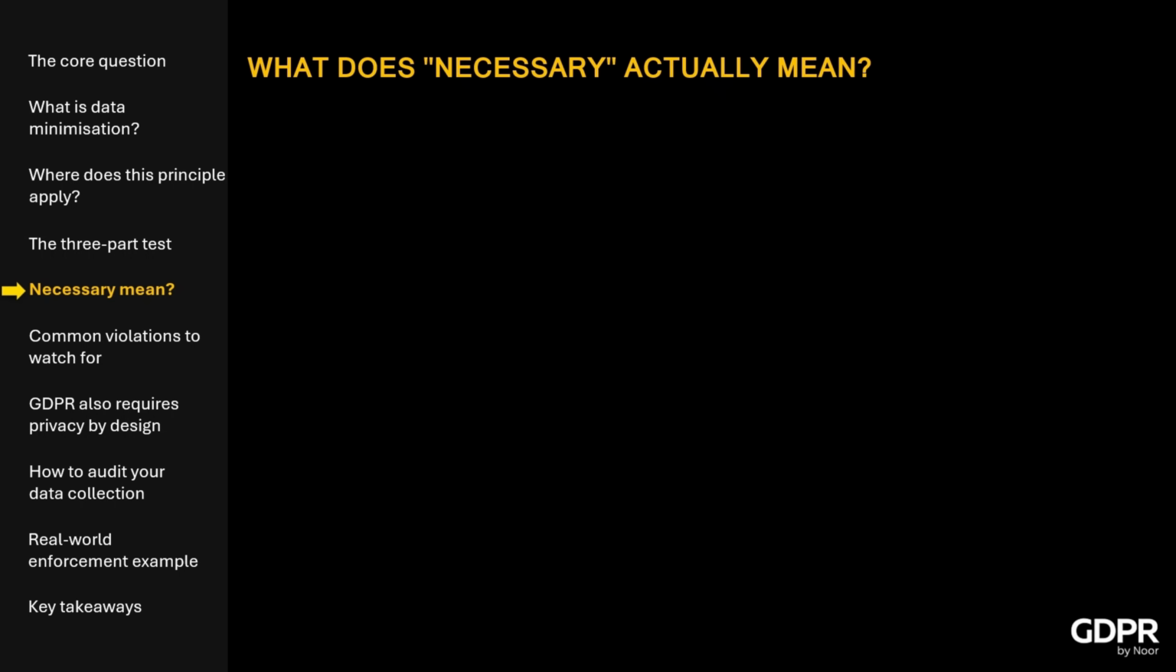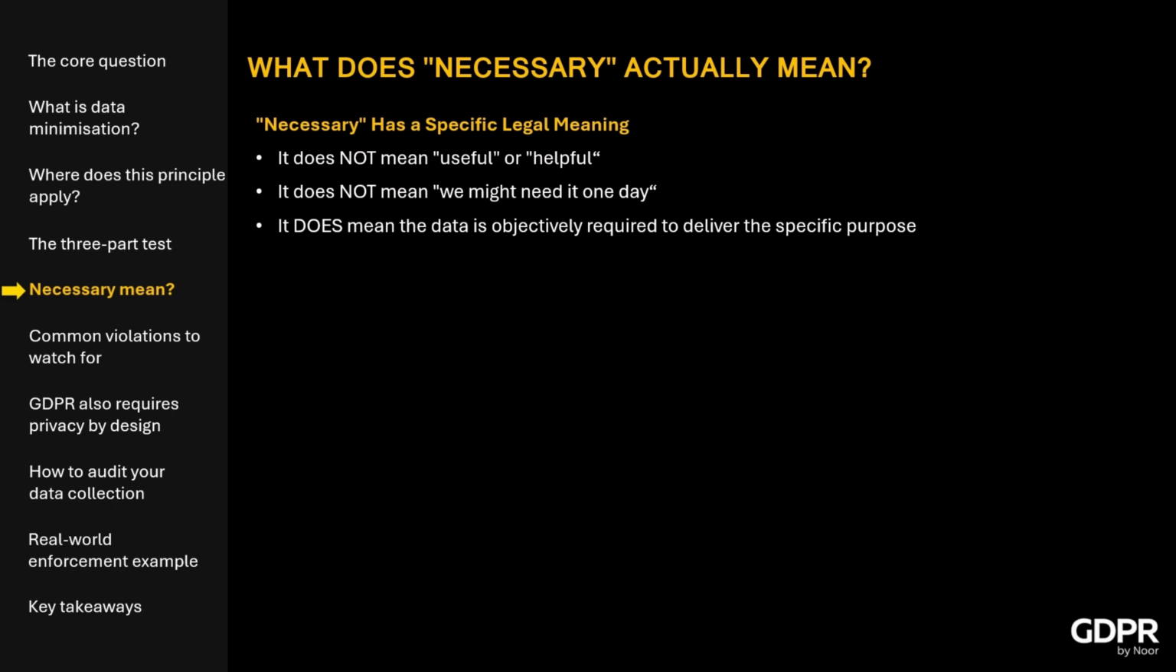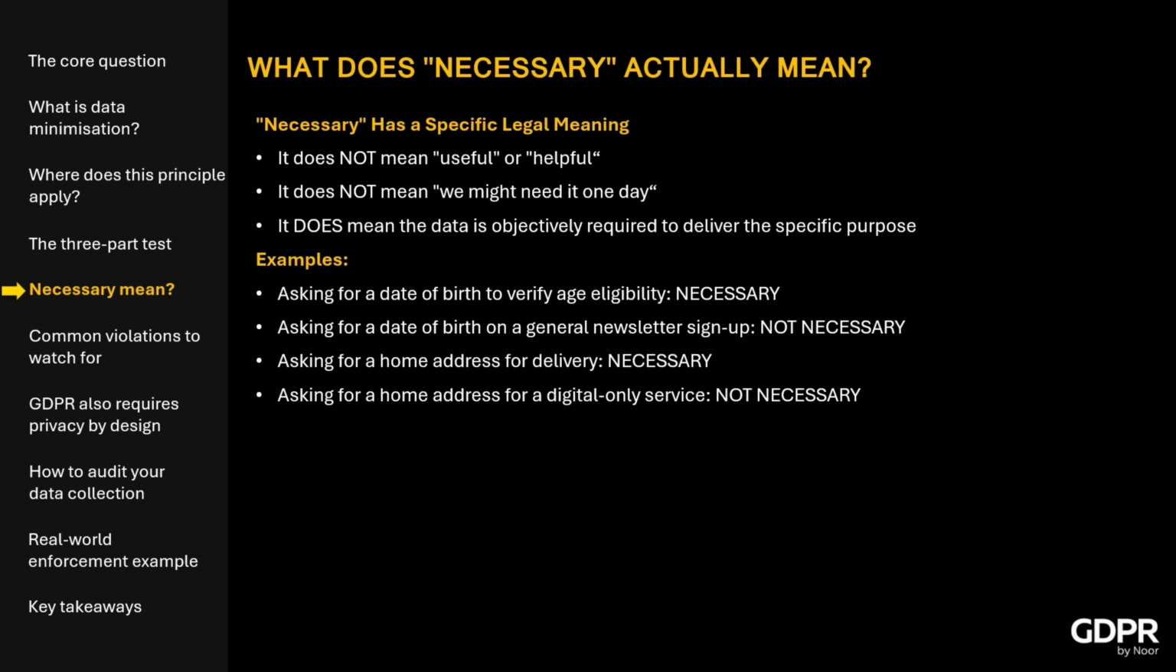What does necessary actually mean? Necessary under GDPR is a strict legal standard. It excludes anything merely convenient or potentially useful. For example, a delivery address is necessary for a physical order but not for a digital service. Date of birth is justified for age verification but not for a newsletter form.